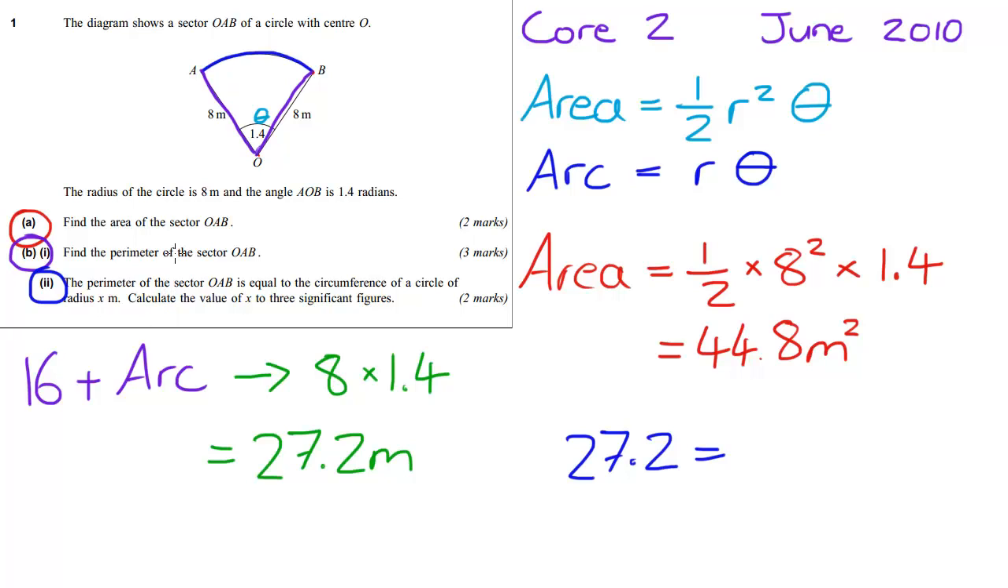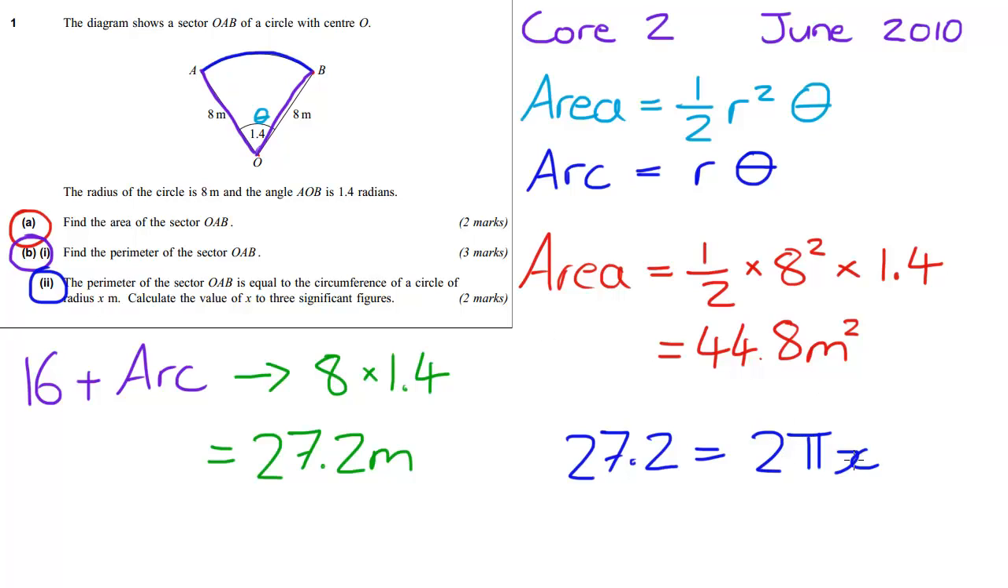So how do we get the circumference of a circle? The circumference of a circle is 2 pi times the radius of that circle. Now I've put r in there. What we can actually do instead is they've given us an x to work with. So if we take out that r and put in an x, then we can solve for x. So we have our perimeter, which we worked out in the previous question. The perimeter is equal to the circumference of a circle radius x.